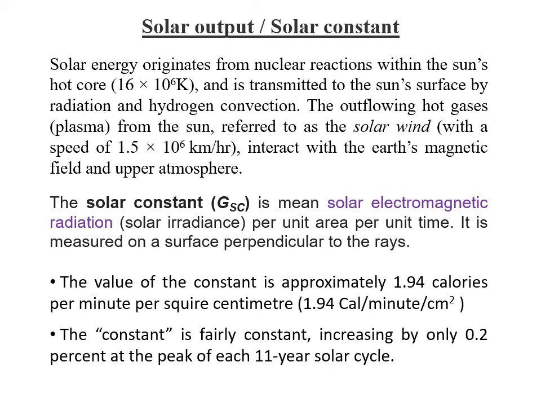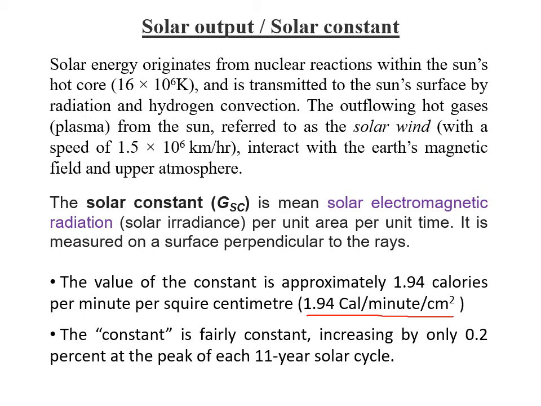So at the outermost boundary of the Earth's atmosphere, the amount of solar energy received by that atmospheric layer per unit area, per unit time, is known as solar output or solar constant. And the value is about 1.94 calorie per minute per centimeter square.